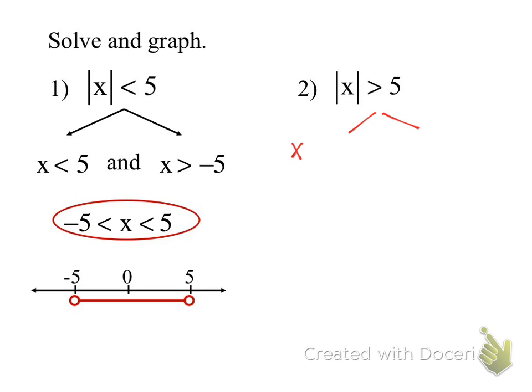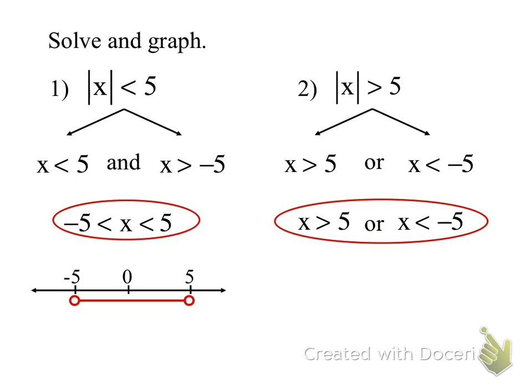Okay, Julia, what am I doing? X is greater than 5. And then what word do I use? Or. Or x is less than negative 5. And then I put them on the number line. And this is an or statement. So is this an intersection or a union? Should there be one or two lines?